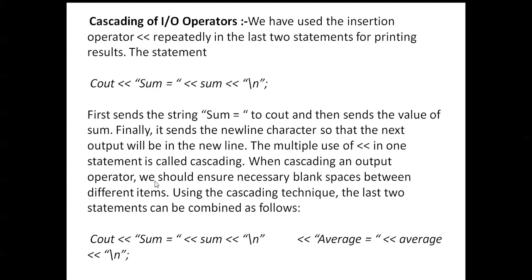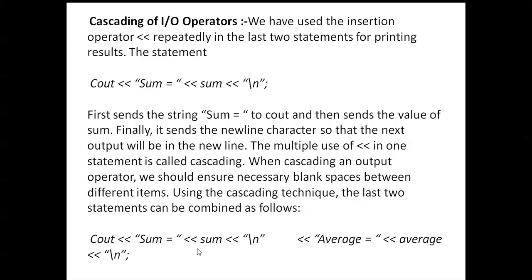When cascading an output operator, we should ensure necessary blank space between different items. Next here you can see, using the cascading technique, the last two statements can be combined as follows. You can write it this way also. In our program we are using cout statements two times, but here we can write only one time. Between those two statements you can give a simple blank space, then automatically it will take.